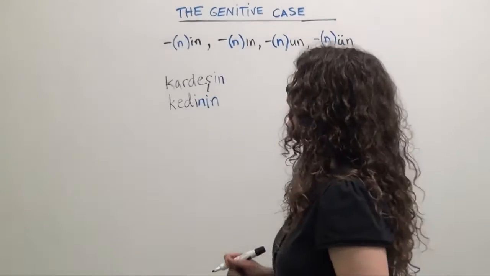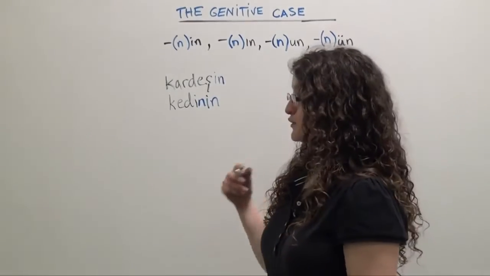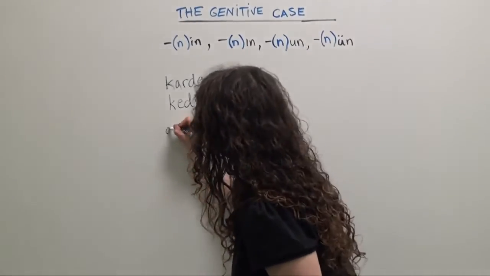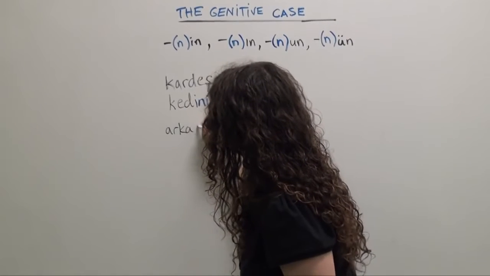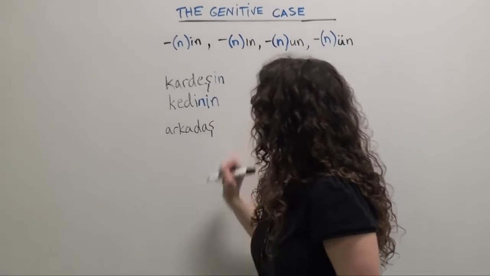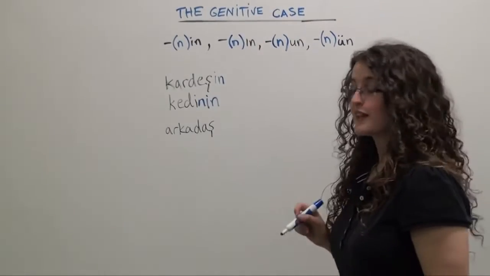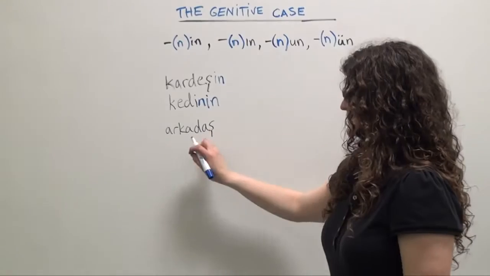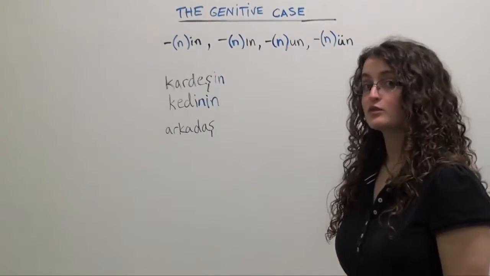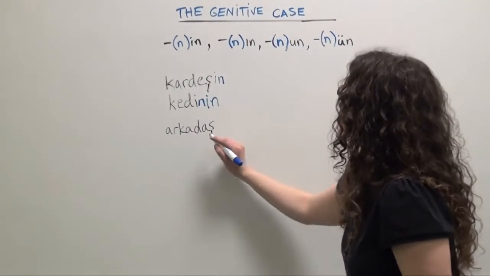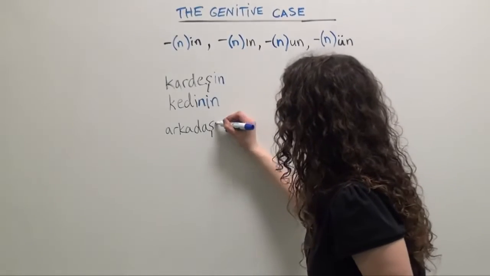Let's look at some more examples. Turkish word for friend is arkadaş. If we want to say of the friend, we're going to choose the version of the genitive case ending that corresponds best with arkadaş according to the rules of four-way vowel harmony. So arkadaşın.